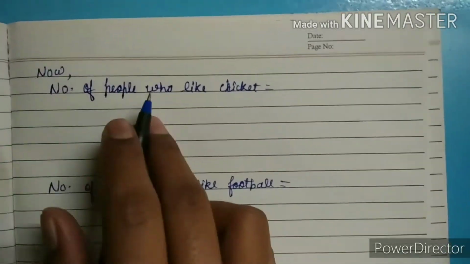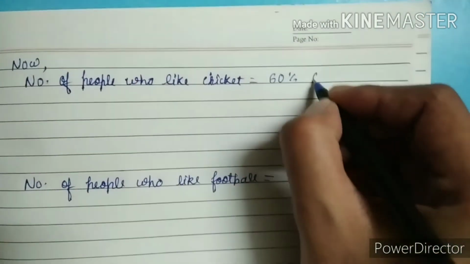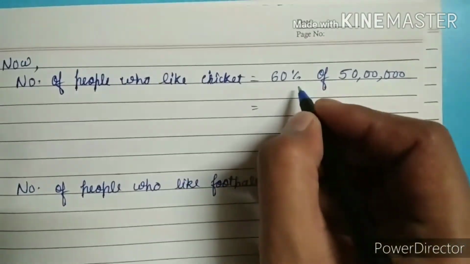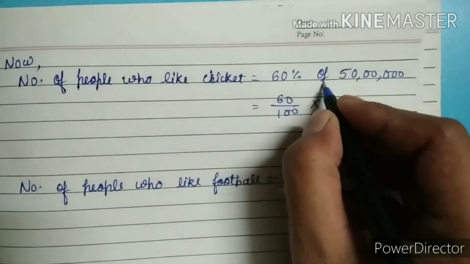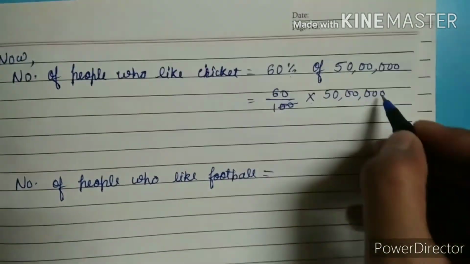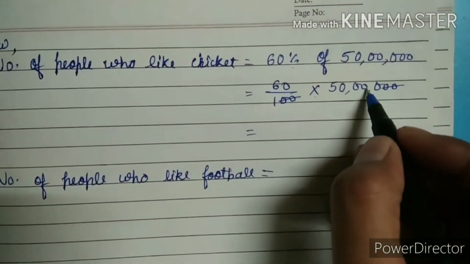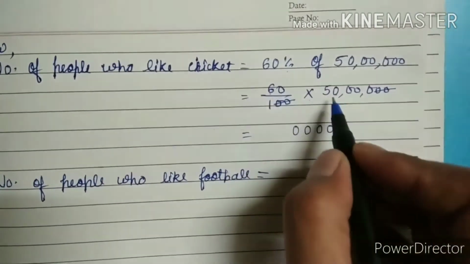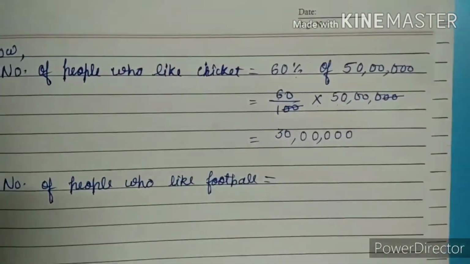Now the number of people who like cricket: 60% of 50 lakh. When we remove the percentage symbol, 100 will come in the denominator, and 50 lakh as it is. Cut the zeros. Now simply count the zeros: 1 2 3 4 5. 6 5s are 30. So 30 lakh people like cricket.